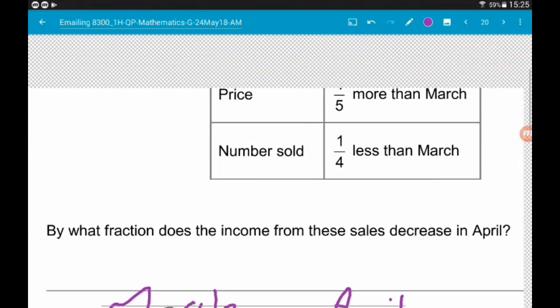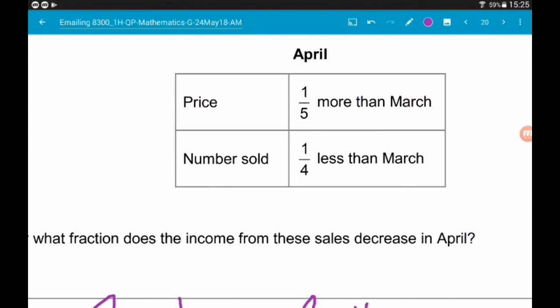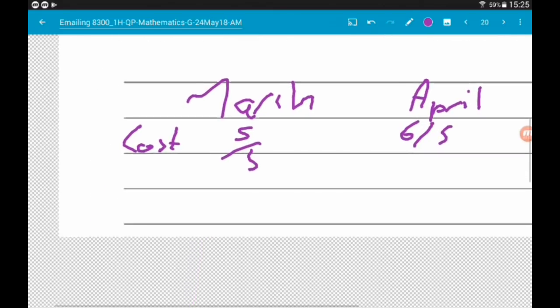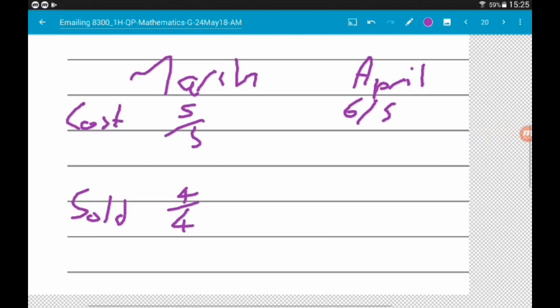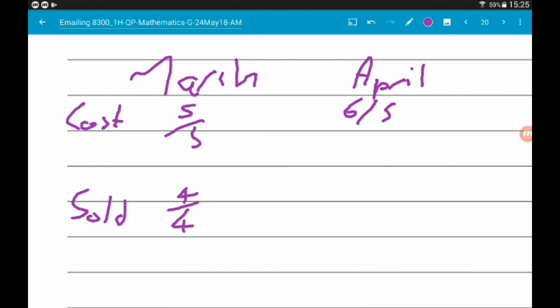Now, in April, we sold 1/4 less than we sold in March. So we're going to express the amount that we sold in March as 4/4. Again, 100% of the amount that we sold in March. So 4/4 is 100%. So then in April, that decreased by 1/4. So that means in April, we sold 3/4 of the amount.